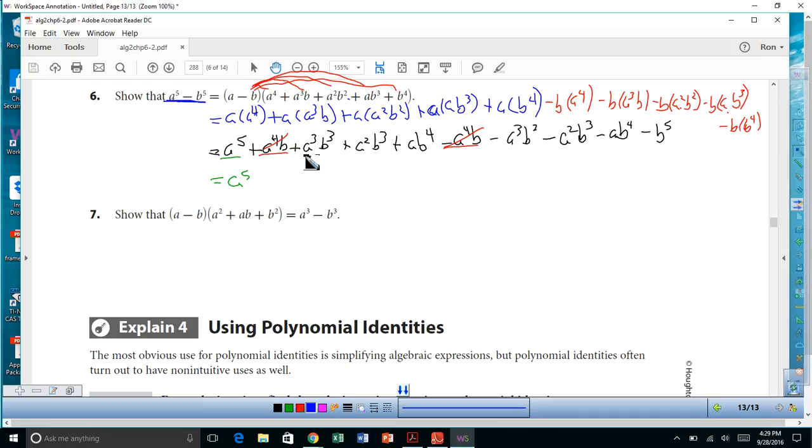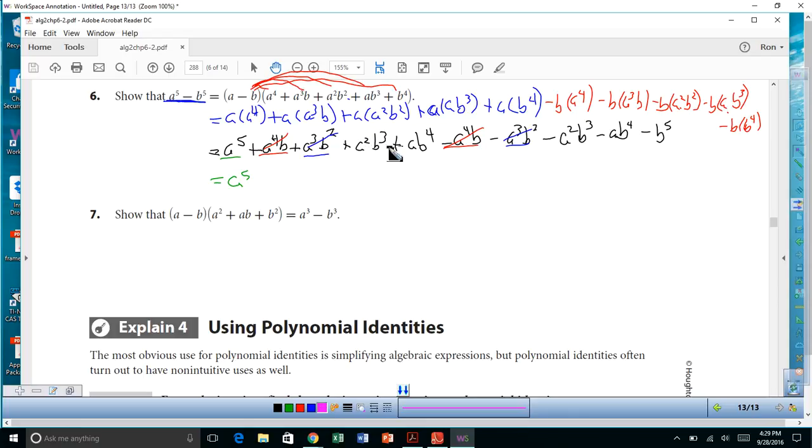We have a cubed b squared. Let's see, that's the third term. 1, 2, 3. A cubed, that's supposed to be b squared. Poor penmanship. B squared. So we got a cubed b squared, minus right there. So those two cancel out. Good deal.